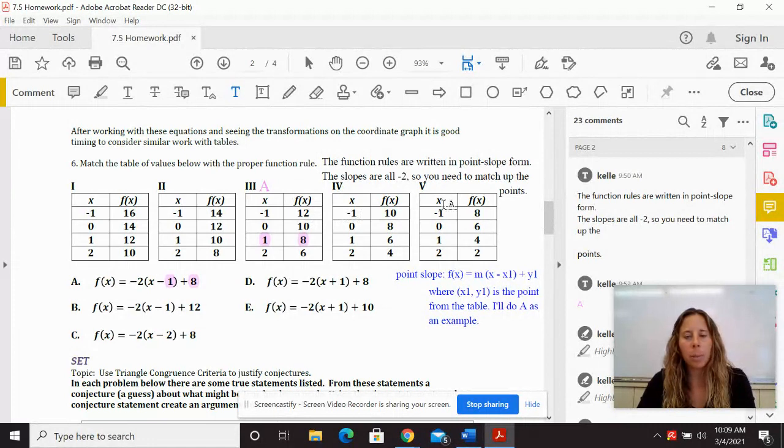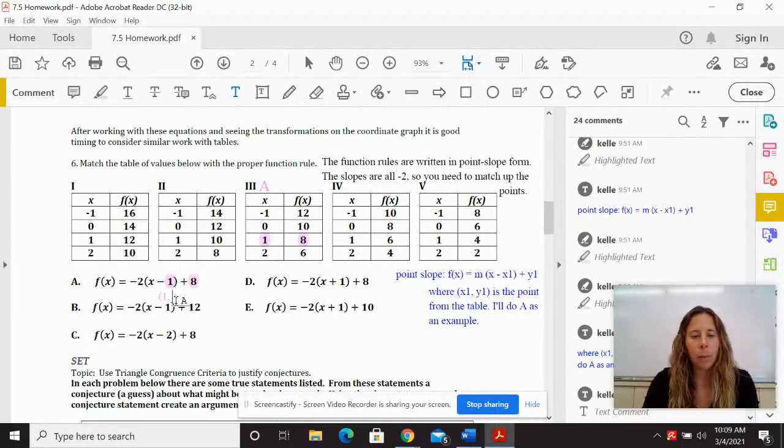Okay, so you just need to match up the points. I did A for you. Once again, point slope form is f of x equals your slope, x minus x1 plus y1, where x1 and y1 are your points from the table. You just need the slope and a point, and you fill in this equation. For A, I have x minus 1, so that means the point is +1 and +8. So you just find the table that has +1 and +8.